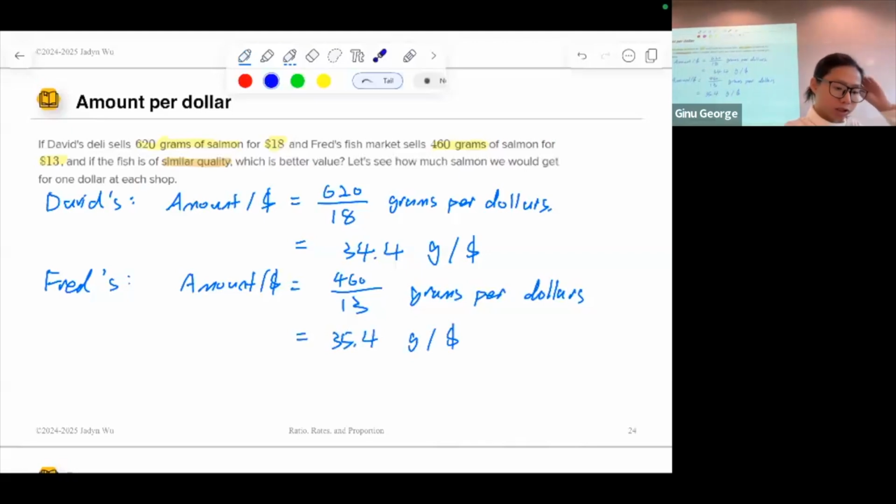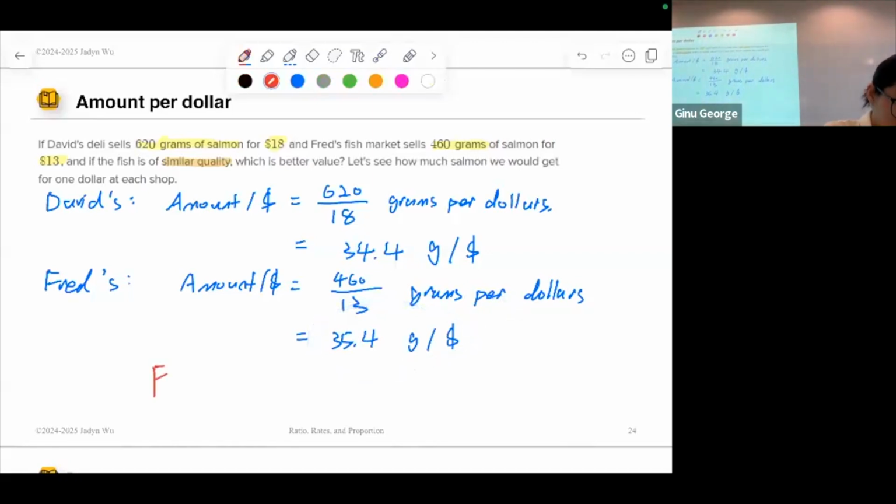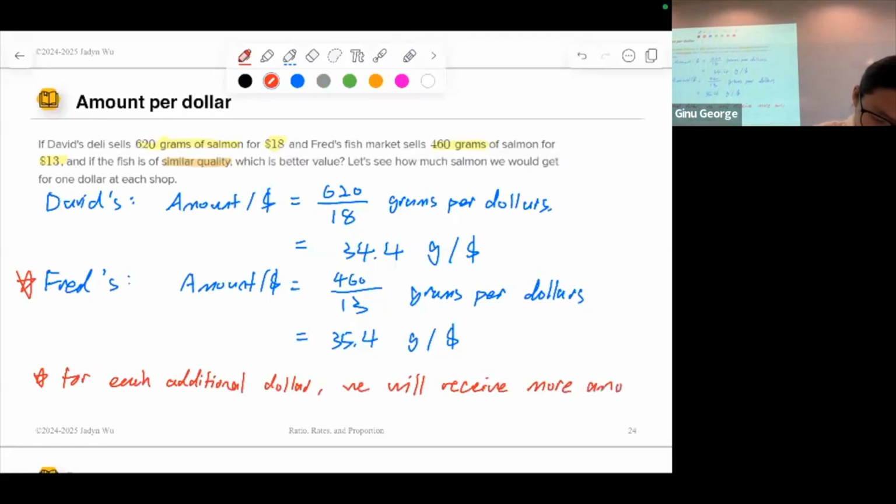So now we can know, for the same quantity, which one has a better price. Because if we are paying the same amount, we will get more quantity from Fresh Fish. So Fresh Fish has a better price. So it means that for each additional dollar, we will receive more amount from Fresh Fish. So that's what we are comparing for this kind of problem here.